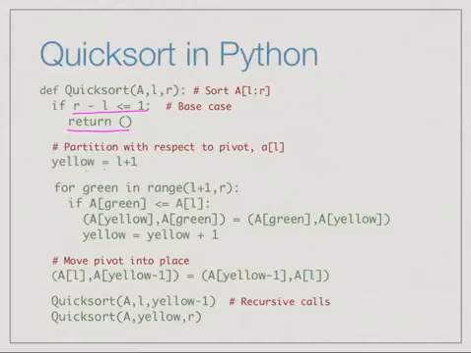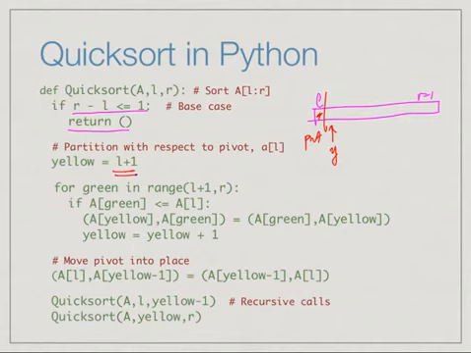Otherwise, we follow this partitioning strategy we had before, which is that we are sorting from L to R minus 1. So the position L is the pivot. Initially we put the yellow pointer here, saying that the end of the yellow zone is actually just the pivot, there is nothing there. So yellow is L plus 1. And now we let green proceed.